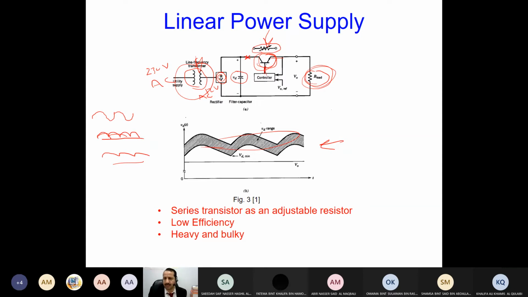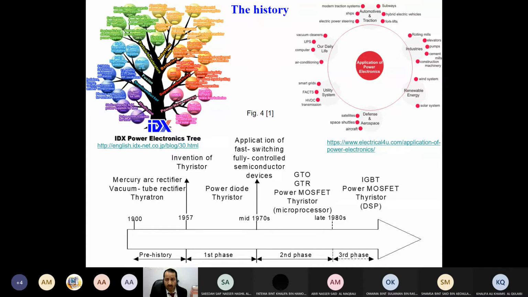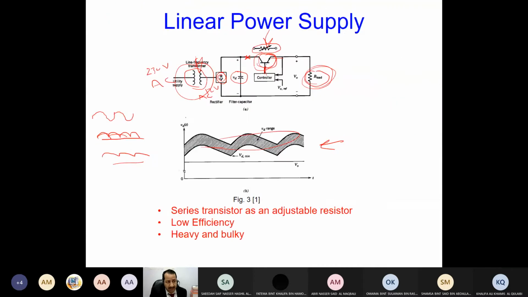All this is part of the old days. We don't want it. We don't want our systems to be like this. We want to be better, consume less power with high efficiency, small in size, small in weight. I will show you how we change this way, moving this trend of our supplies into another trend which uses power electronic converters, away from this linear power supply.